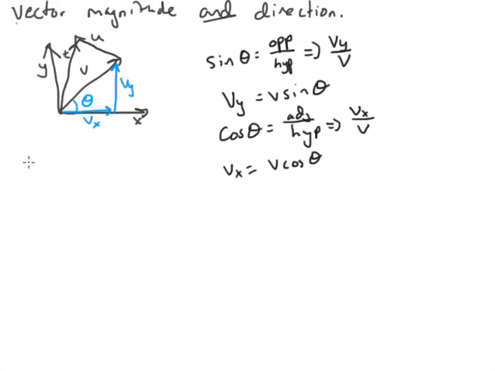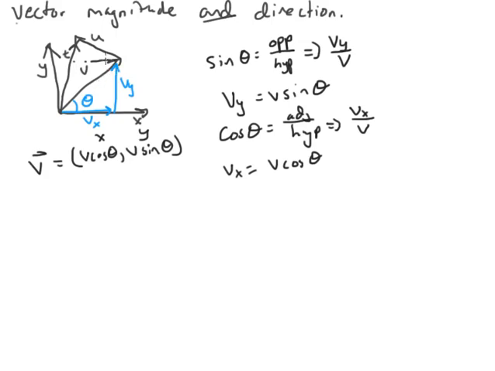So we can write our V vector, and you know it's a vector because it has a little hat over it, as V cosine theta, V sine theta. This is the x and y components. We can do the same thing with u.